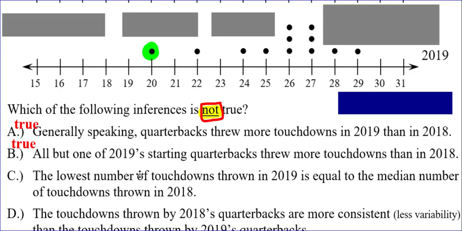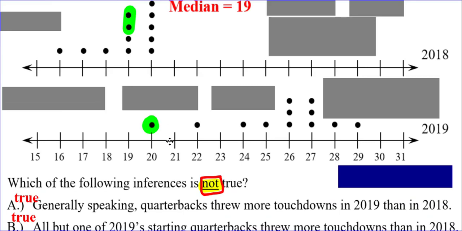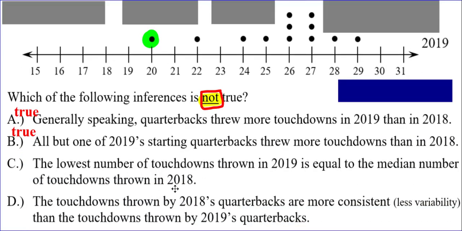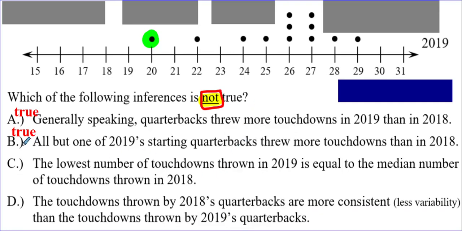What did choice C say? That the lowest number of touchdowns in 2019 is equal to the median of 2018. Oh, it's not equal. The median was 19 in 2018, whereas the lowest dot in 2019 is 20. Those numbers are not equal. So, that's the one that appears to be not true. And that's what we're looking for. What is not true? So I'm thinking it's choice C.